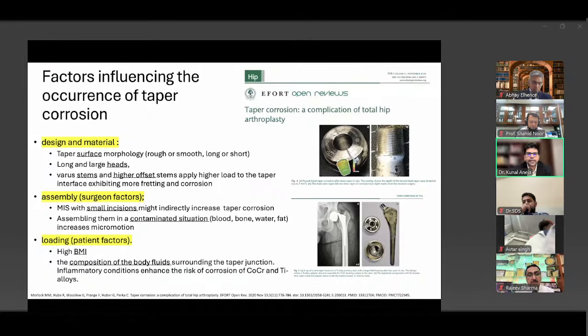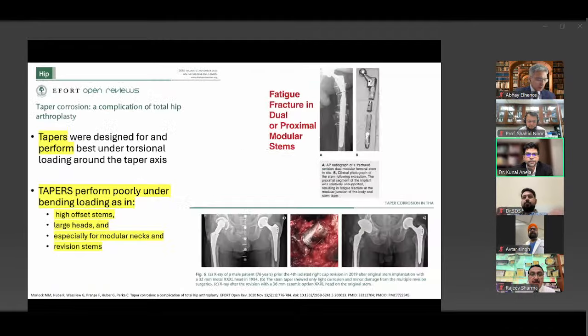So what really affects the occurrence of taper corrosion? It can be design or material related, that is, the taper surface. Second, it can be surgeon related: while assembling the taper, the surface may not be clean enough, or we may be using a smaller incision and it's not adequately exposed. And finally, the patient-related factors like high BMI, inflammatory conditions, and body fluids will lead to more corrosion.